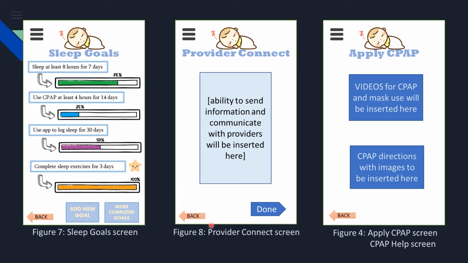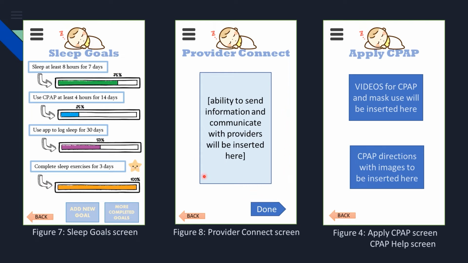In Figure 8 is the Provider Connect screen. This will allow the users the ability to send messages of any questions they have to their providers, as well as send their log data. If the user receives a new message from their provider, the button on the main screen will have a new message icon next to it. A notification will also show for the user on their phone when they are not in the app.